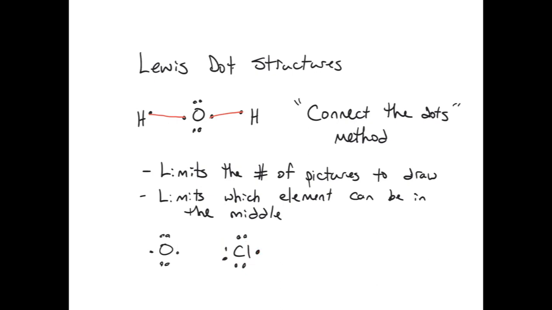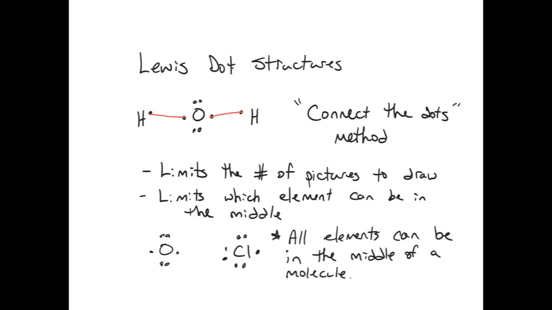In fact, all elements can be in the middle with the exception of one element, and that's hydrogen. Hydrogen is always on the outside and can never be in the middle. But all elements may be in the middle of a molecule, no matter what it is, or how many valence electrons it has when it's all by itself. Furthermore, the bonding limit for each element is the same. All elements can make up to 4 bonds. No element is limited to 1 bond or 2 bonds, like in the case of chlorine or oxygen. All elements can make up to 4 bonds.